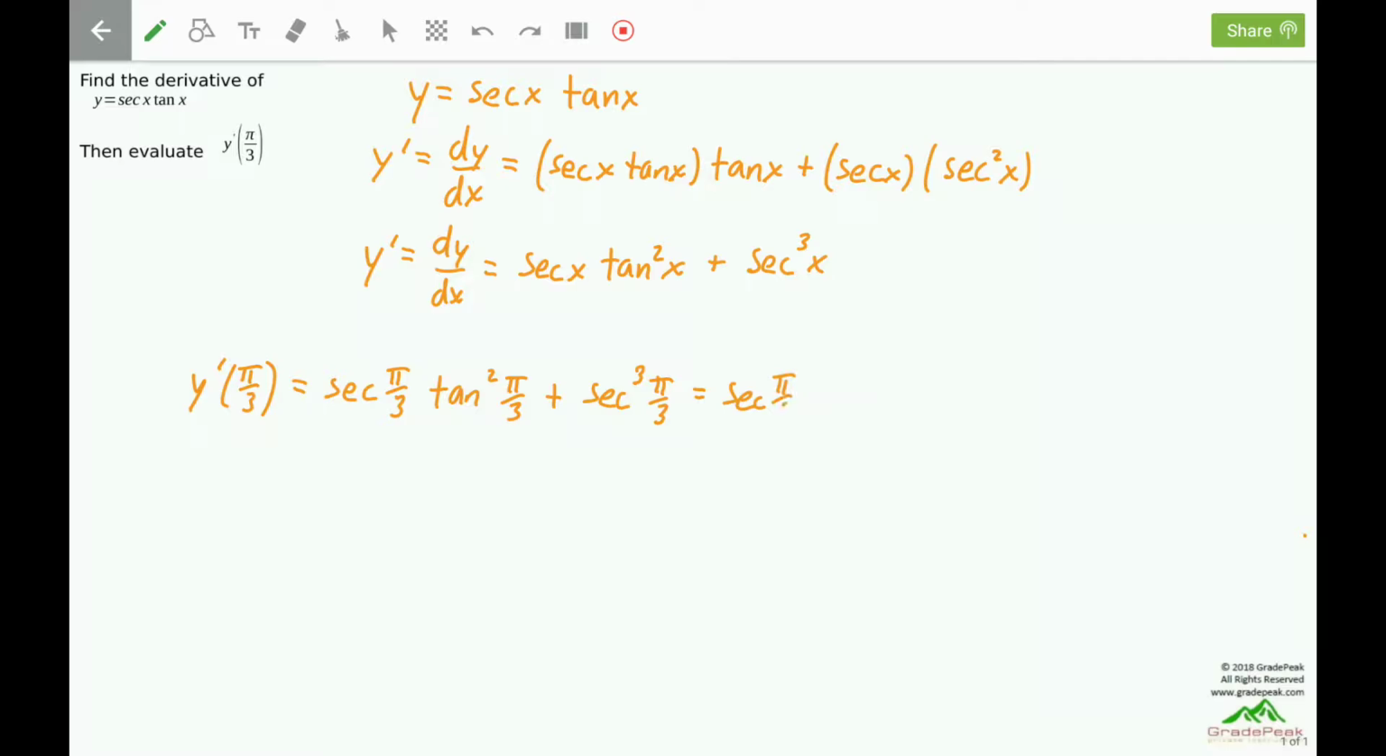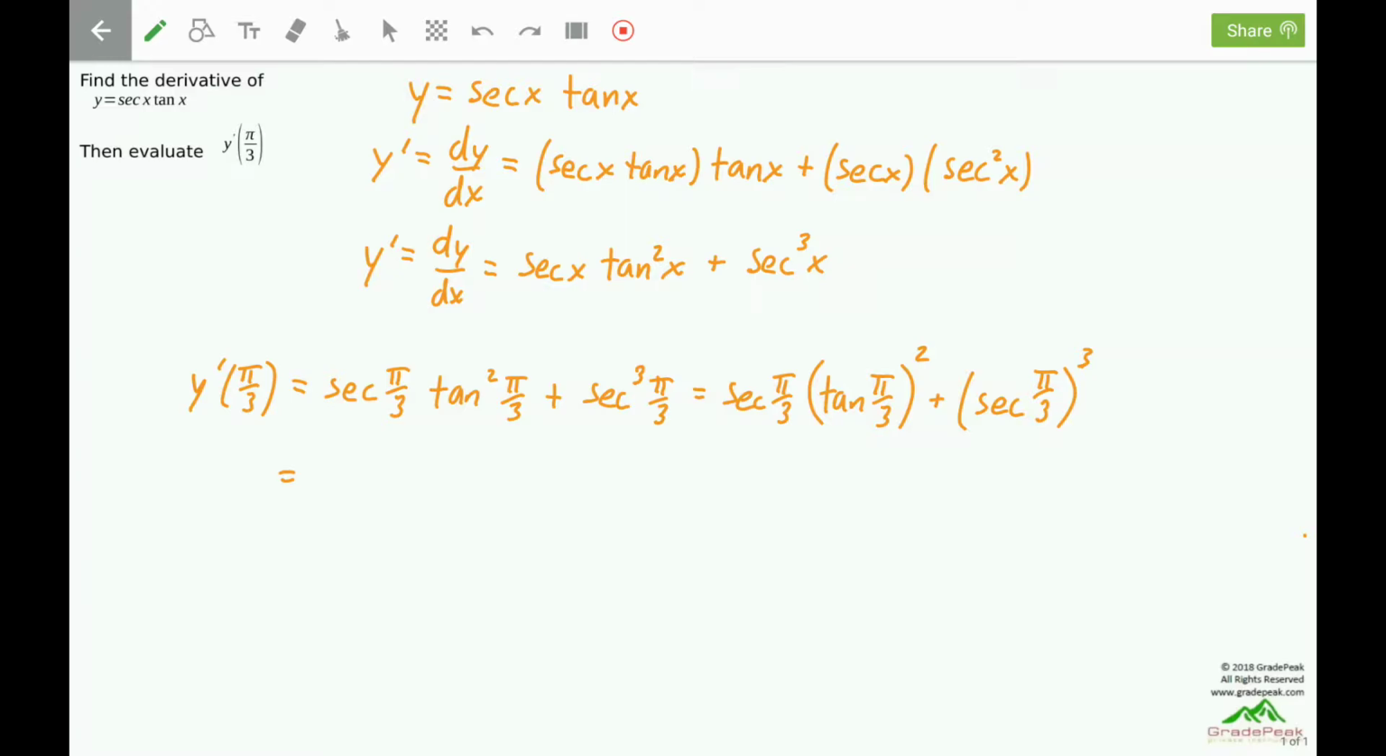So secant of pi over 3 times tangent squared means to evaluate the tangent first and then square the result. And secant cubed means to evaluate the secant first and then cube the result.